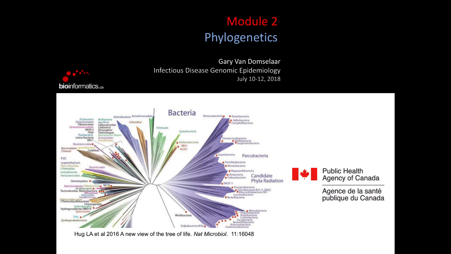And so normally people will choose a value of, say, maybe 70 or 75 percent, right? 75% or higher is considered to be a robust node within the tree, and that it can be interpreted as correct. Okay. Any questions about bootstrapping?